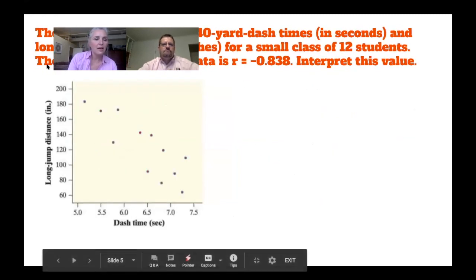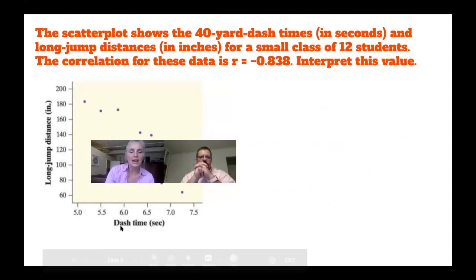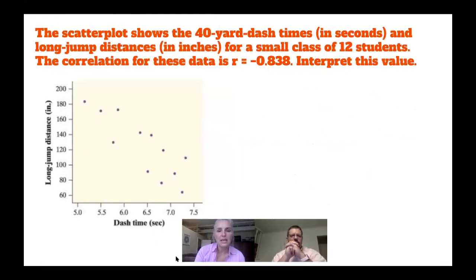So here's another graph. This time we have a scatter plot that shows the 40-yard dash times in seconds and long jump distances in inches for a small class of 12 students. And the correlation is negative 0.838. So what does the negative tell us, Mr. Bobby? That the line is going down, would be going downhill. The slope would be negative. So as the dash time increases, the long jump time increases. What did I just say? As the dash time goes up, the jump goes down. Yeah.